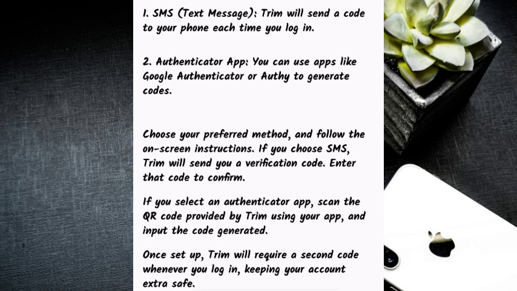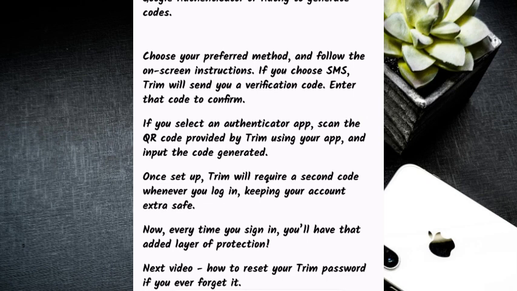If you choose SMS, Trim is going to send you a verification code, so go ahead and enter that code to confirm. If you selected an authenticator app, scan the QR code provided by Trim using your app and then input the code that's generated. Once set up, Trim will require a second code whenever you log in, keeping your account extra safe.